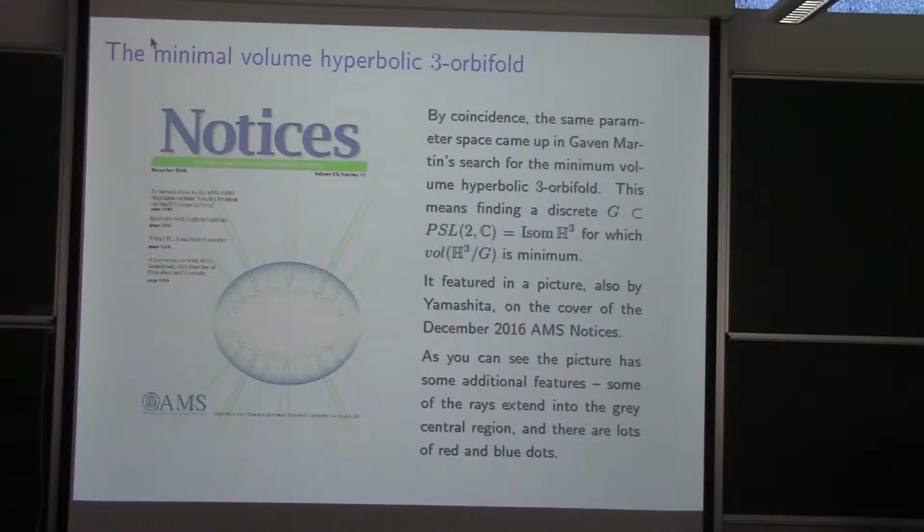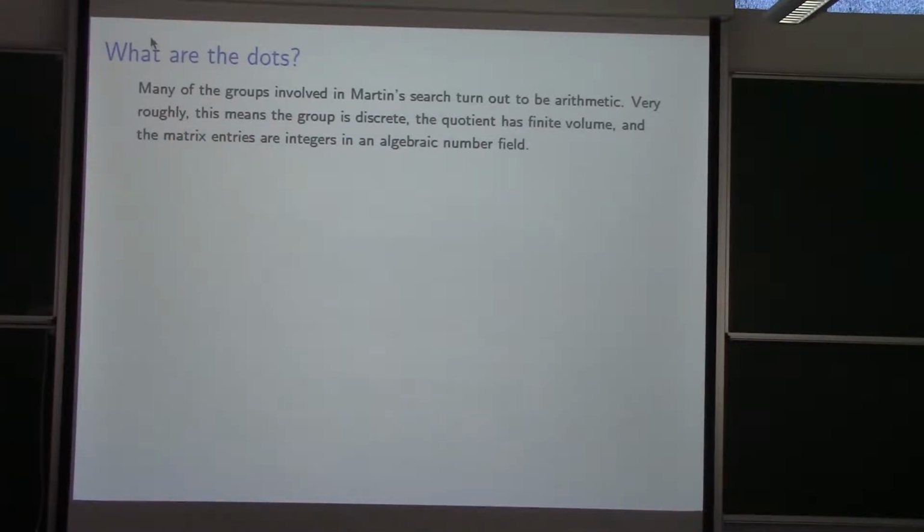Now, what are these dots? It's a shame you can't see, but if you look closely at the picture, it looks like all these dots are on the rays. So you try to understand this, and you look at the article, and it tells you something, but I don't think the person who described the picture was the person who made the picture. Anyway. Right, so what are the dots?